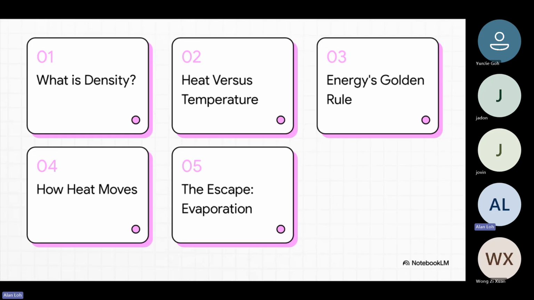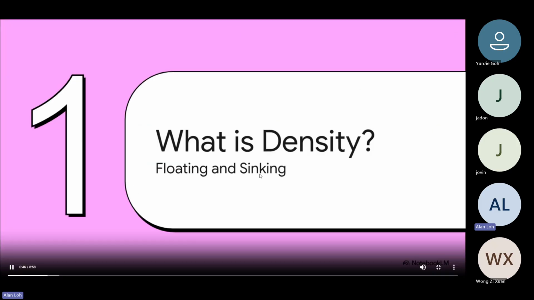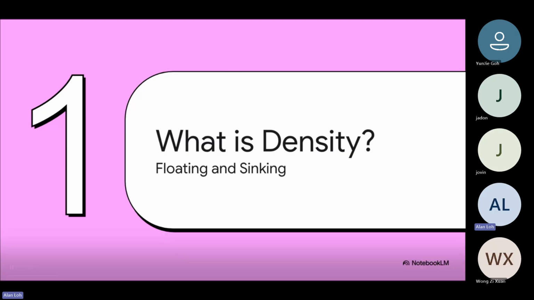Here's the game plan. We're going to start with why stuff floats in the first place. Then we'll get into the energy that makes things hot. From there, we'll look at energy's one big unbreakable rule. After that, we'll see how all that heat actually moves around. And we'll wrap it all up by figuring out why puddles just seem to vanish. The cool thing is, each idea is a building block for the very next one. Okay, first up, density. Now, this is a word we all hear thrown around, but it is the master key. It's the secret to understanding why some things sink like a stone and other things float.